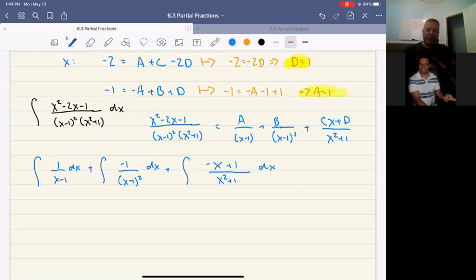So this is straightforward natural log. This is straightforward power rule. x over x squared plus 1, you can do a substitution. And 1 over x squared plus 1 is an arctan. So all of these are integrals that you know how to do.